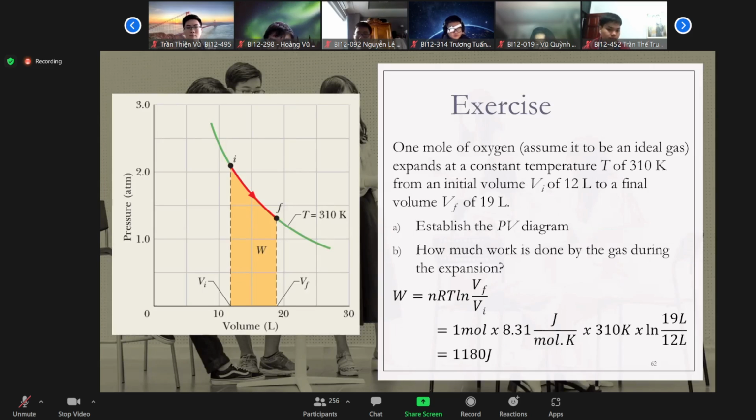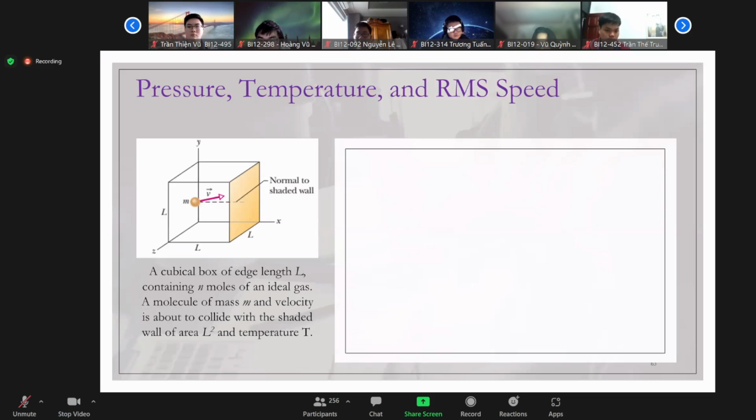PV equals nRT. Now, let's move. Now we consider the next aspect of the kinetic theory of gases. We consider the relationship between pressure, temperature, and root mean square speed. I will explain what the root mean square speed is. But before that, let's see our problem.